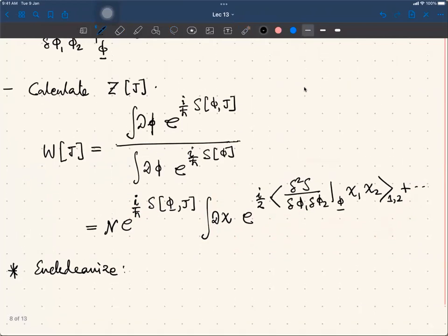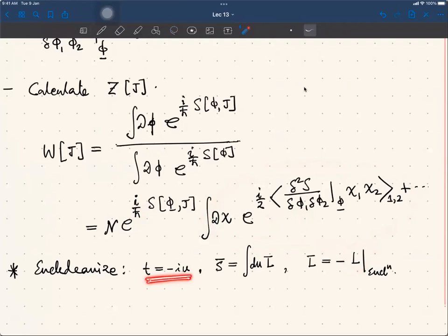Now recall that the process of Euclideanization is just to replace t by minus i u, and then the Euclidean action is the integral du L bar, and the prescription for calculating L bar is to take the original Lagrangian, make the replacement, and then multiply by an overall minus factor. That gives you L bar. Integral du of L bar is the action, and in the path integral, instead of e to the power i S, you will have e to the power minus S bar. That's how it works. And in our notation, for the Euclidean version, we use a bar.